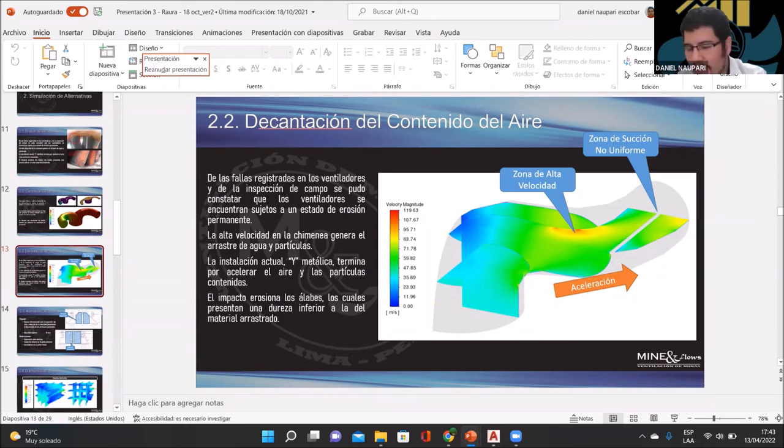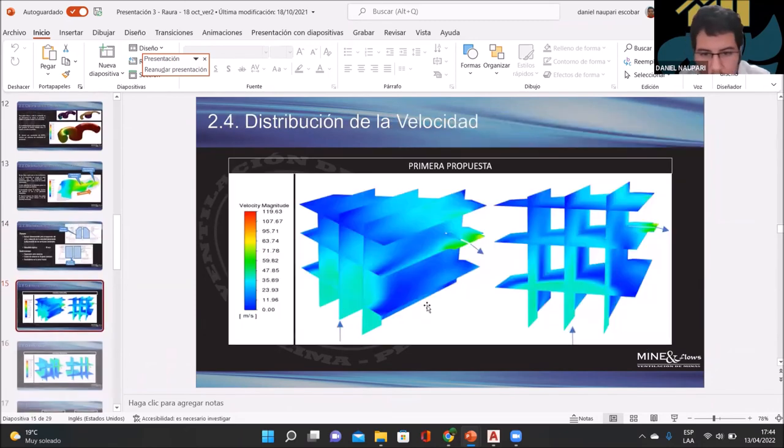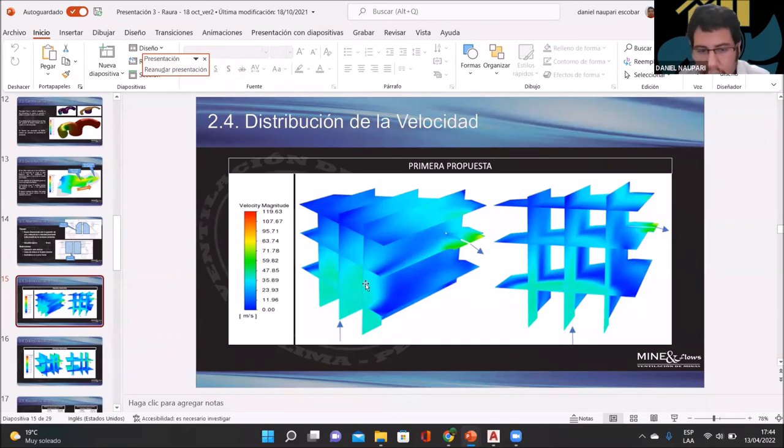These fans are breaking continuously. I don't remember exactly, but I think this fan is out of service every 3 months. The intention of our client is to improve this. For that, we analyzed different options like this. We made a plan, and with these models, we proceeded to analyze the airflow distribution in this plenum and the velocity profile at the fan inlet.